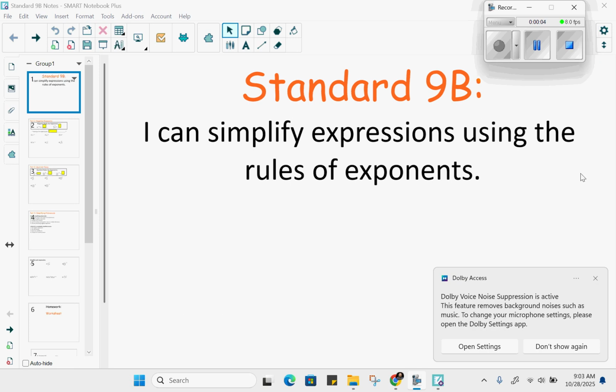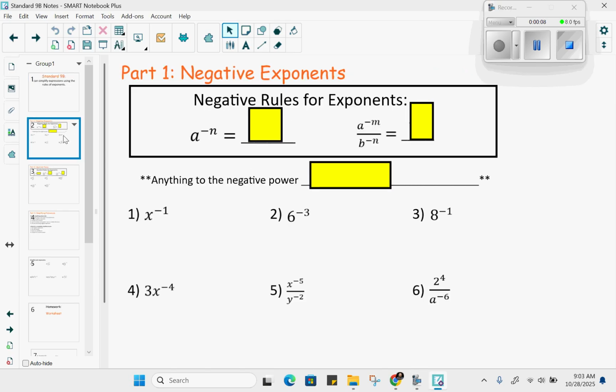All right, ladies and gentlemen, we're back for the Standard 9B lesson. Let's continue what we did in Standard 9A. So now we're going to talk about negative exponents. There's some weird rules here we have to pay really close attention to.